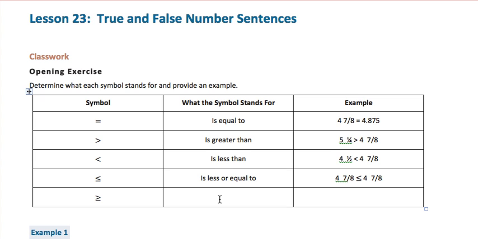And then likewise, in the same way, our final symbol is greater than or equal to. And we could say the same thing as we did above. 4 7/8 is greater than or equal to 4 7/8. But just to have something different, we'll say 5 1/4 is greater than or equal to 4 7/8. And again, that is true because 5 1/4 is greater than 4 7/8.